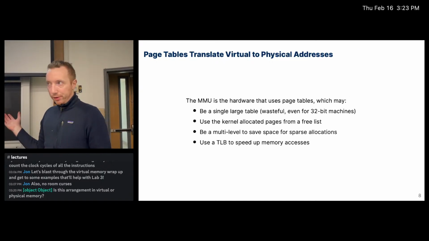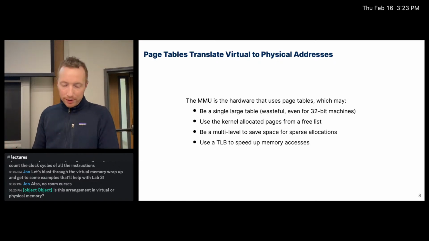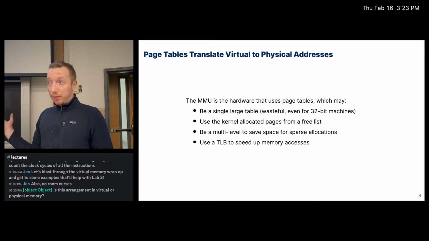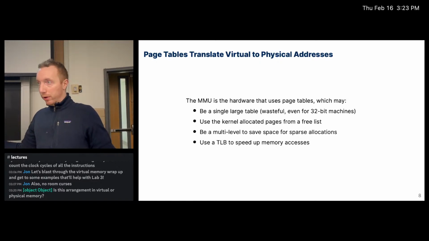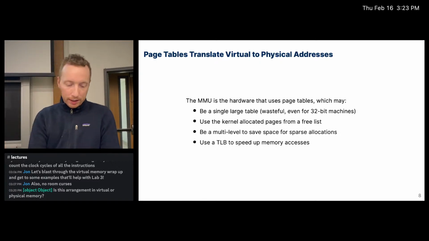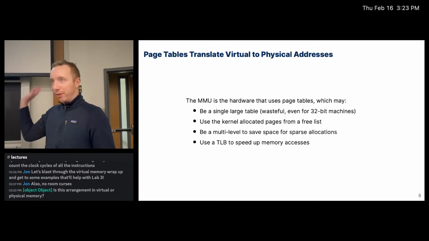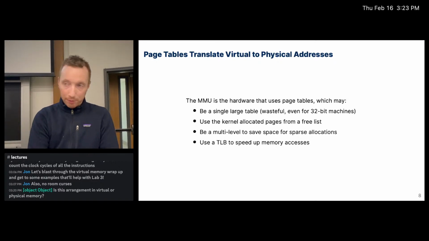And that's the job of page tables, basically to translate virtual addresses to physical addresses. We saw the MMU is the hardware to do that, and then we saw some techniques for doing it: a big, large lookup table, which was wasteful because it would be too big, and how the kernel allocated pages, multi-level page tables, all that fun stuff, but you probably don't care about that.